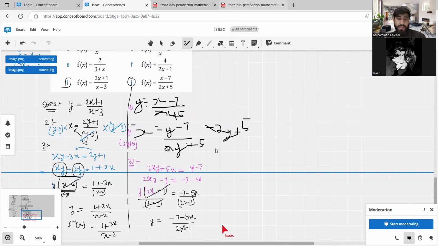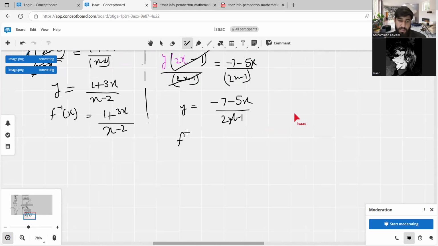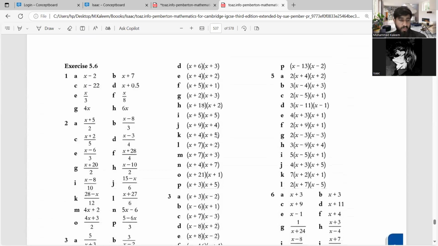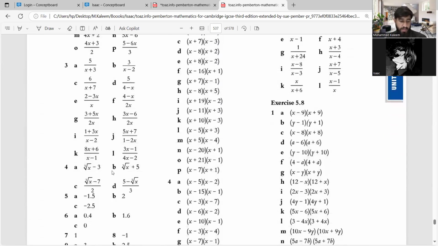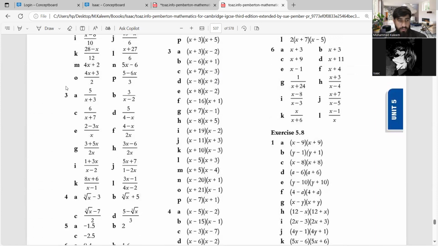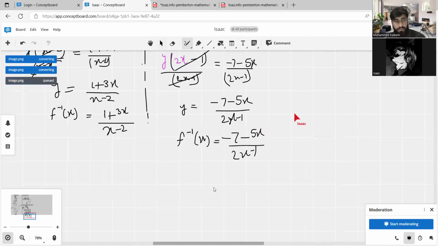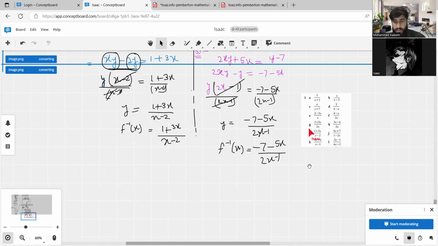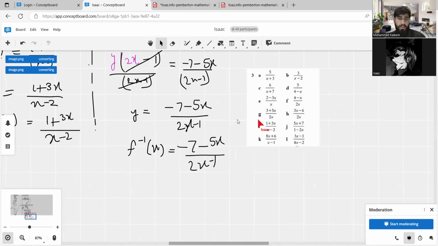Okay, let's verify the answer for this one. This is the f inverse of x. f inverse of x is equal to (-7 minus 5x) over (2x minus 1). We did exercise 5.6, question number 3, J part. Here we have the answer sheet that will be shown on the board. Here it is. Question number 3 and its J part.